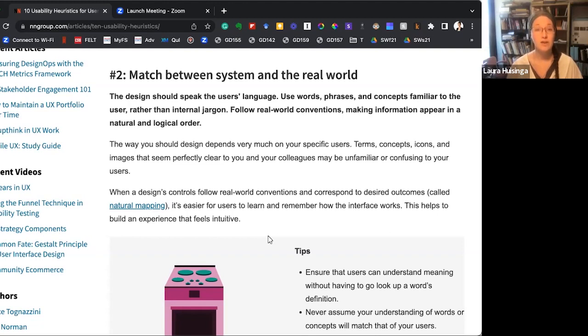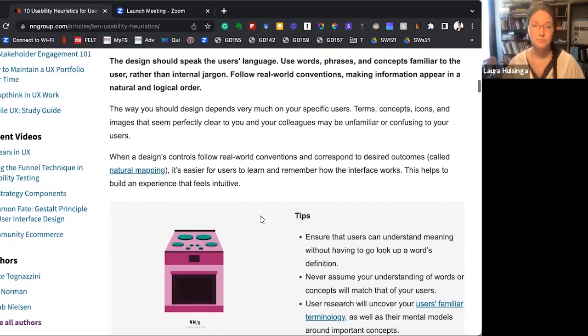This is called natural mapping. When you view the article, there's a link you can check out to get more information about natural mapping. It's easier for users to learn and remember how the interface works. This helps to build an experience that feels intuitive.